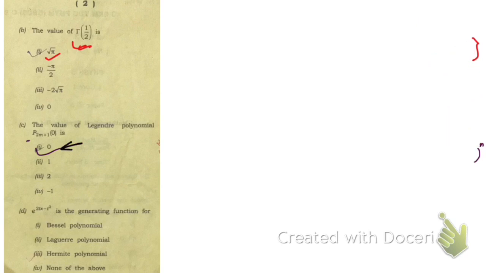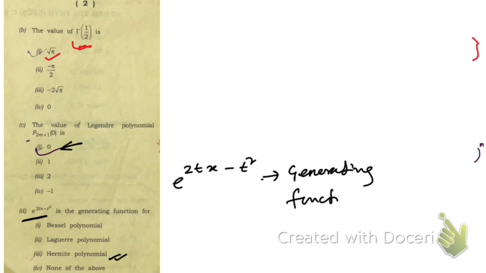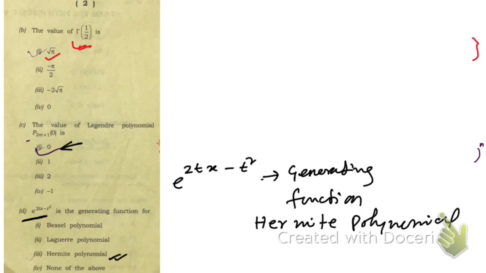Now in the next question, you see this function e to the power 2tx minus t square. This is the generating function of what? This is the Hermite polynomial. So question 3, option 3, is the correct one.